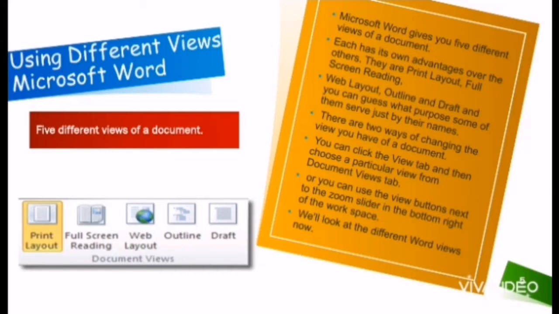There are 2 ways of changing the view of a document. You can click the view tab and then choose a particular view from the document views group, or you can use the view button next to the zoom slider in the bottom right of the workspace. We will look at the different Word views now.